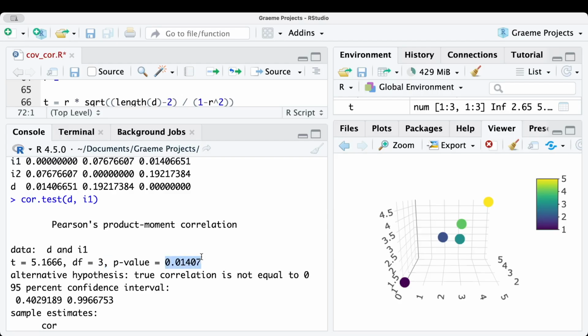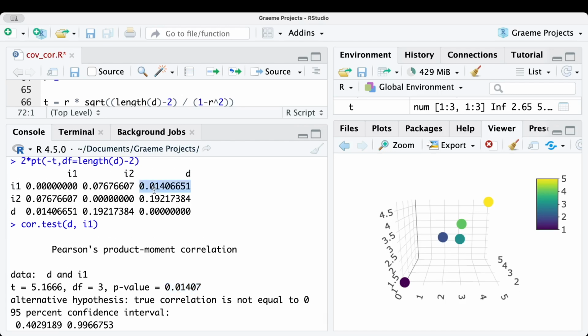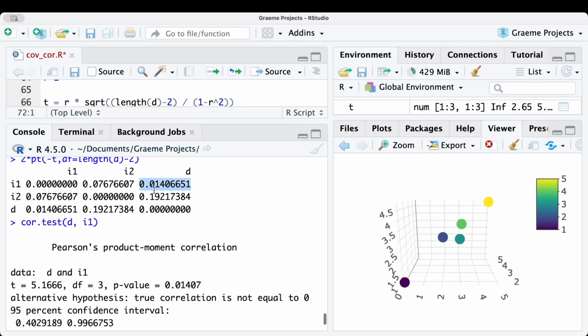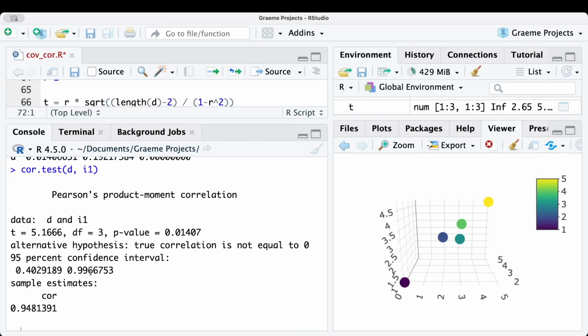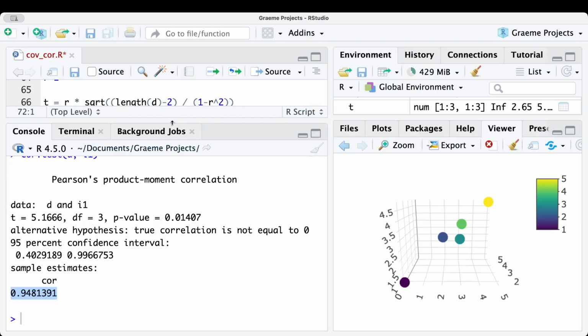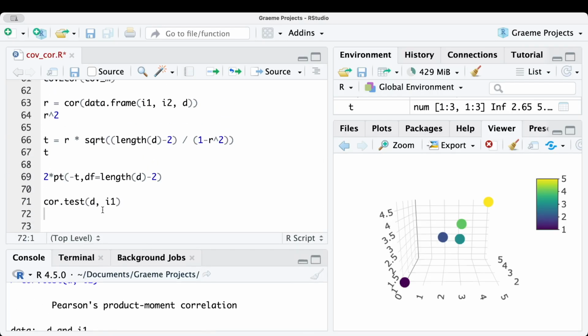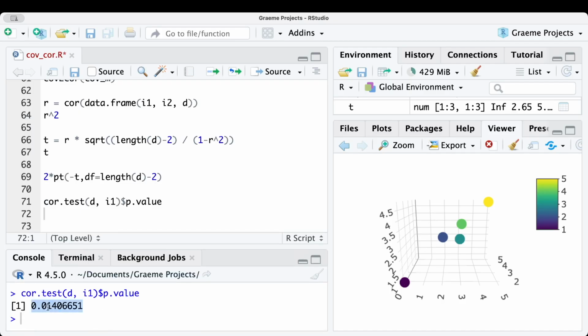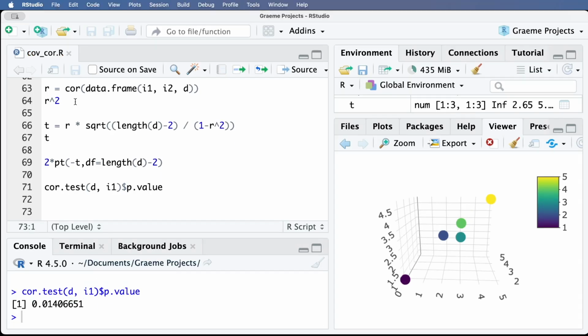P-value is 0.01407, and we had calculated that here, just with more decimal places. And it gives us all this other stuff, even a confidence interval and an estimate for the actual correlation, or R value, down here as well. So let's put that down there, and then put up our $p.value here, and this gives us just the p-value. So if that's all you're looking for, that's the way to get it.